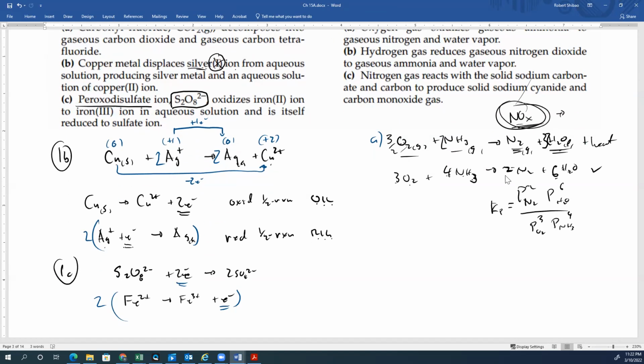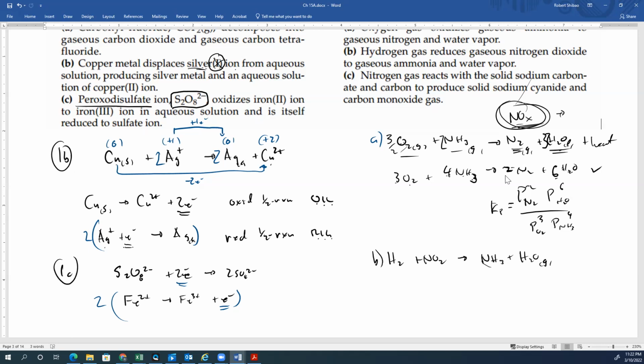B, hydrogen gas reduces gaseous nitrogen dioxide. Hydrogen is a great reducing agent. A reducing agent is electron rich. Nitrogen dioxide is one of these NOx that we worry about inhaling, the poisonous ones. So we'll take hydrogen and NO2, and we're going to go to gaseous ammonia, NH3, and water vapor, H2O gas. If I burn ammonia, it's hard to predict what I'm going to form. I could form multiple things.